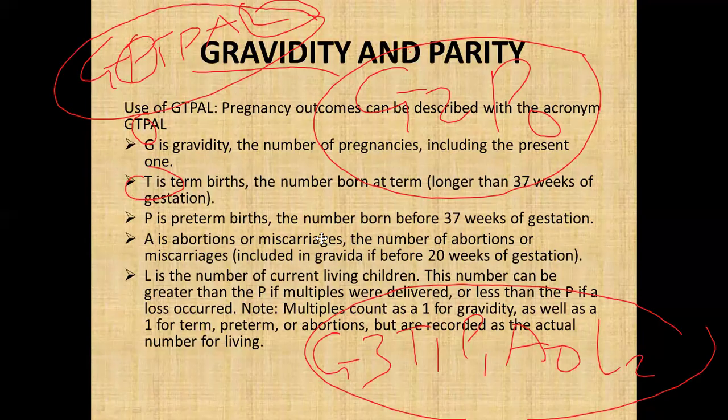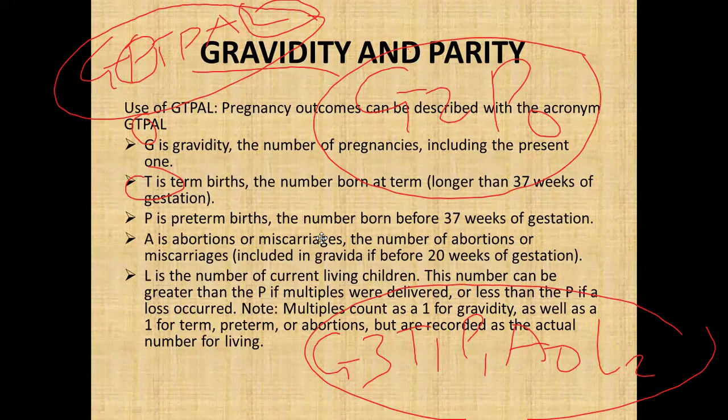So let's say the person had two pregnancies, and both were carried beyond 20 weeks. After giving birth to both children, one of them died. So when you come to the number of living, you realize that the living will drop by one, and the G will be more than the L. I hope you are getting me.